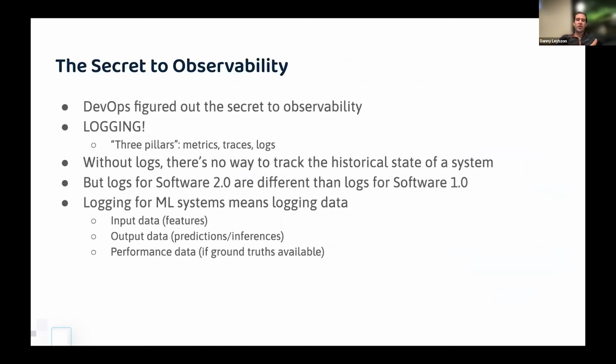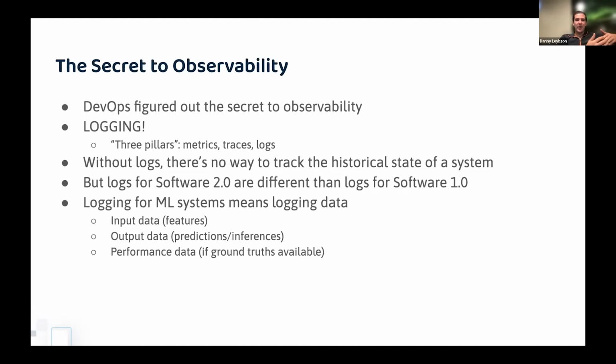Now, in order to take this learning from DevOps and apply it to MLOps, we need to think about how we apply this learning around logging for software 1.0 to software 2.0, right? Because machine learning systems are in some way a superset of classic software application systems. Yes, we care about things like CPU consumption. We care about things like latency. We care about things like how data is being moved between different microservices within our stack. We care about the logs being output by our application.